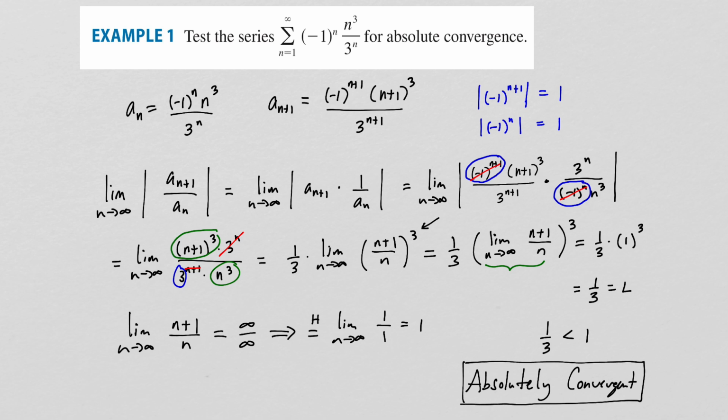Which of course means that it's convergent as well. In our next example, we have the summation of n to the n divided by n factorial. And you'll find that the ratio test is really good at dealing with series that have a factorial.